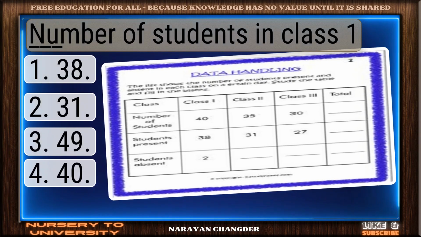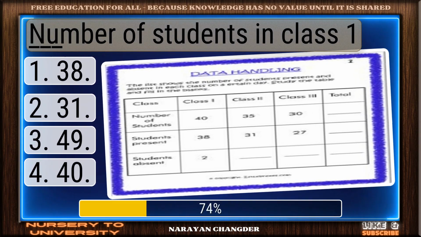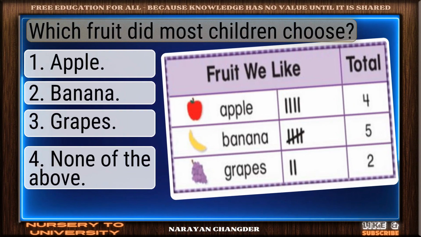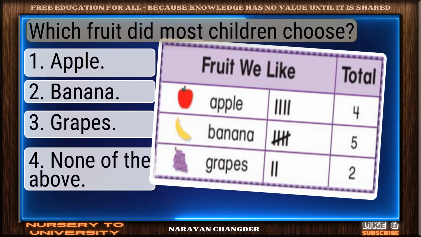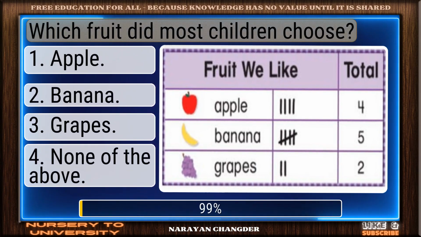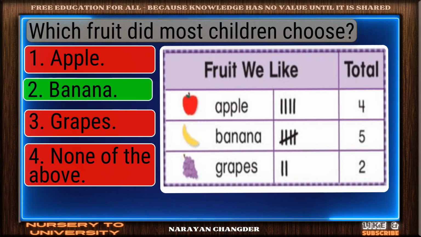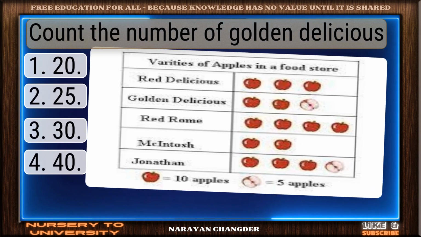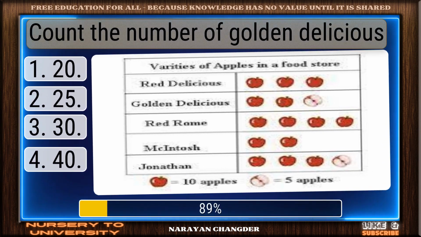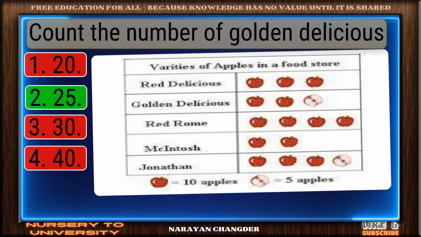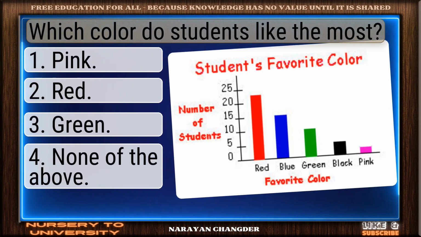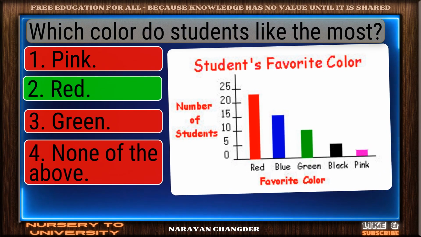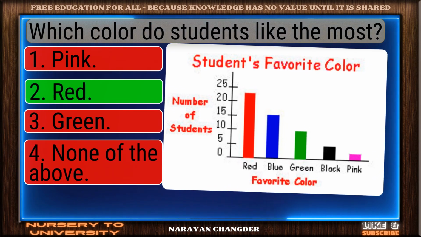Number of students in class 1 dash. Great job. 40 is accurate. Which fruit did most children choose? Smart move. Banana is accurate answer. Count the number of golden delicious. Excellent choice. 25 is right. Which color do students like the most? Strong choice. Red is right.